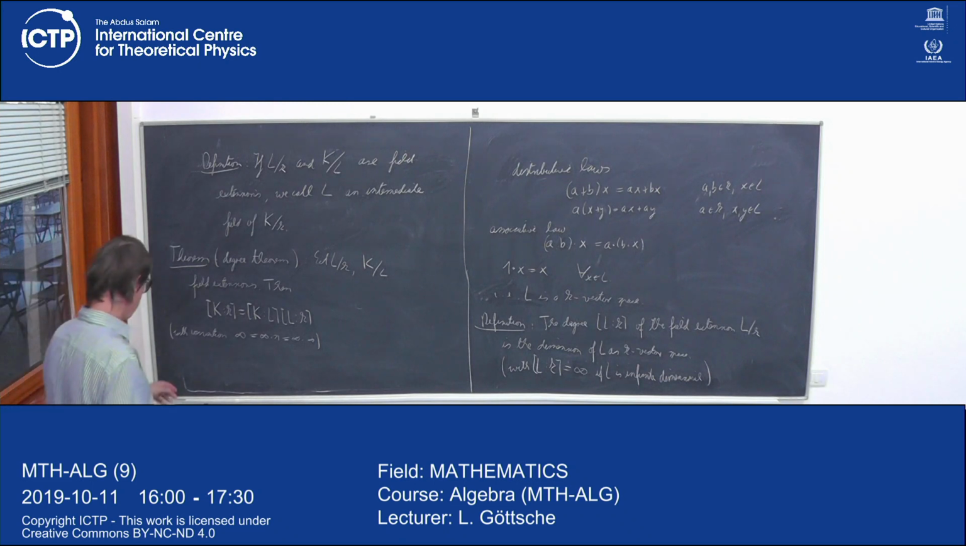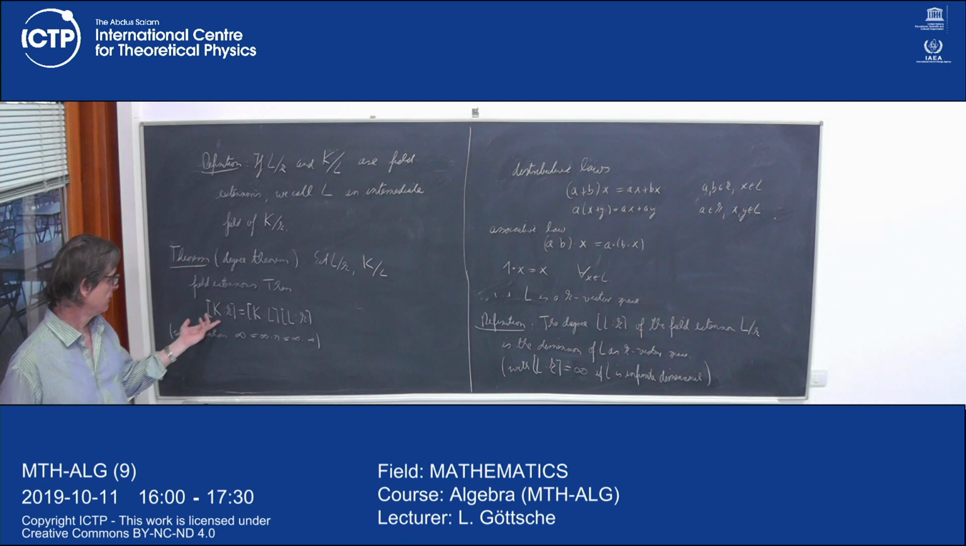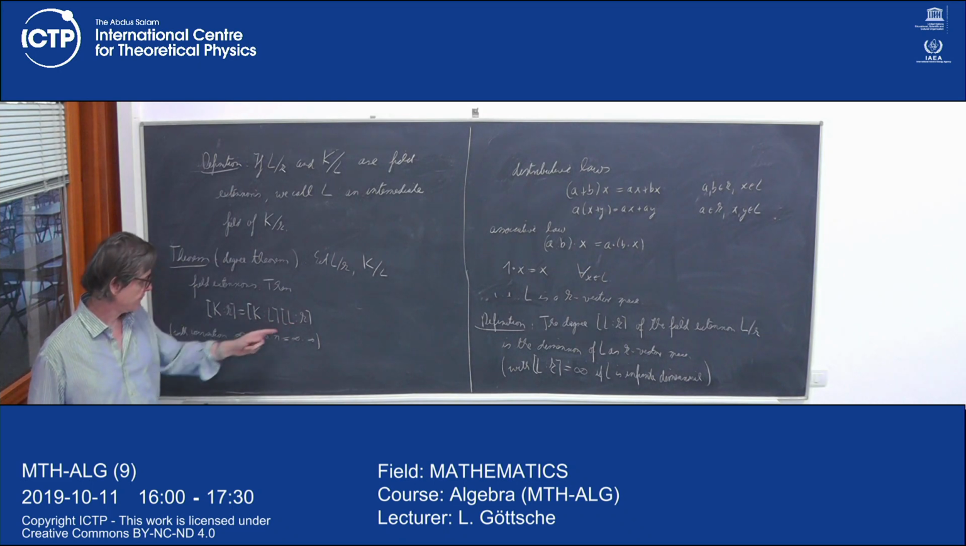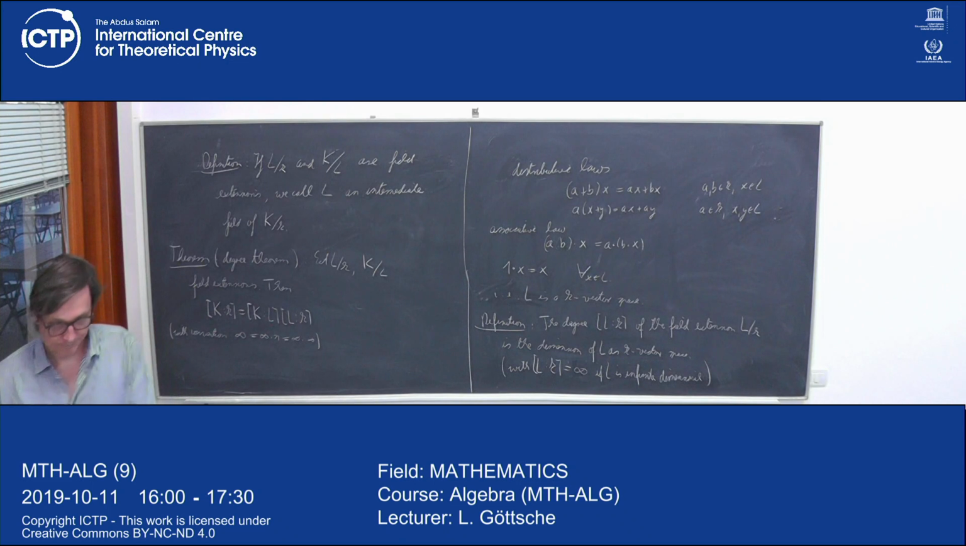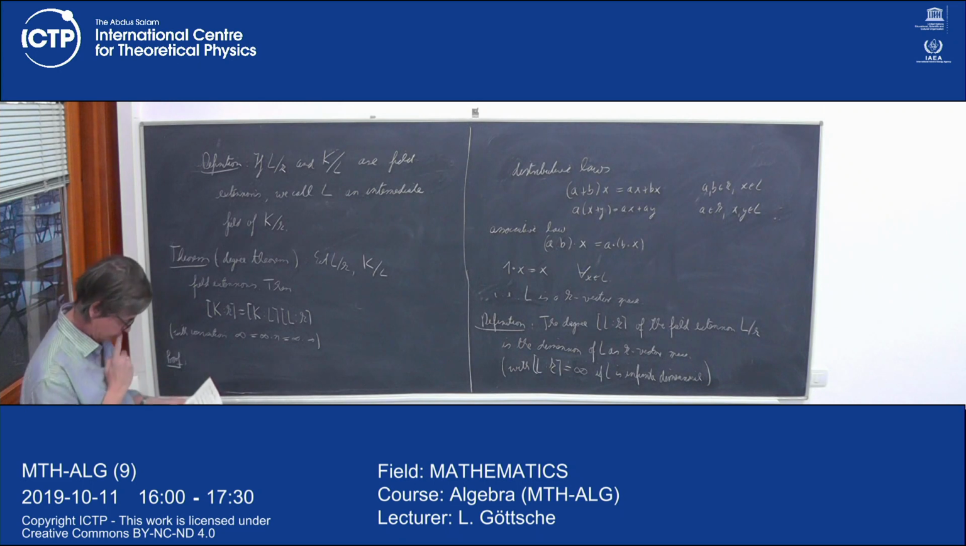So that means this field extension K over k, the degree is finite if and only if both of these are finite. In that case, the degree is the product. If any of these is infinite, then this will be infinite too. So let's prove it.